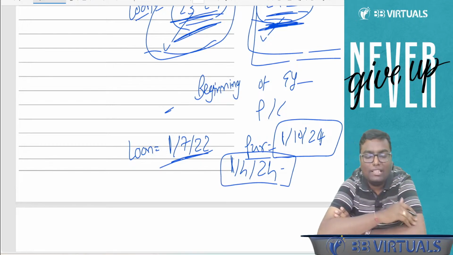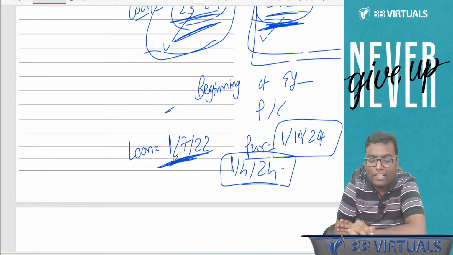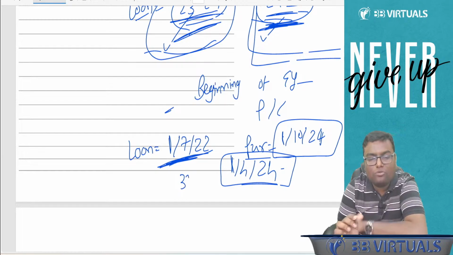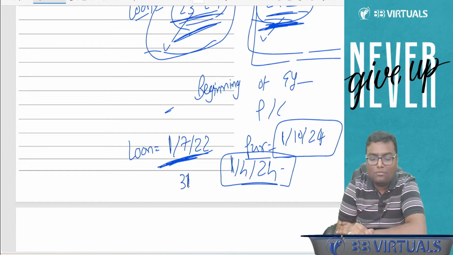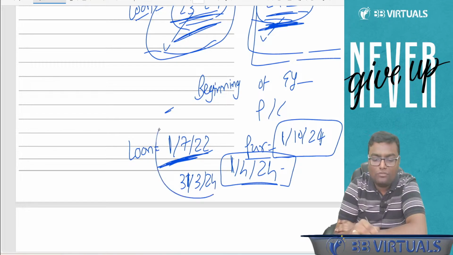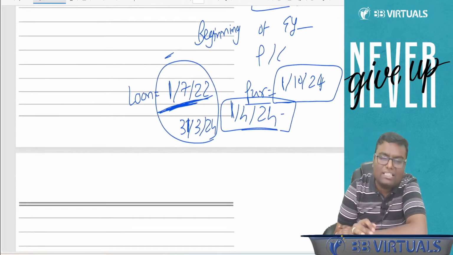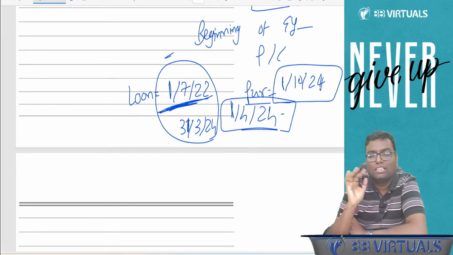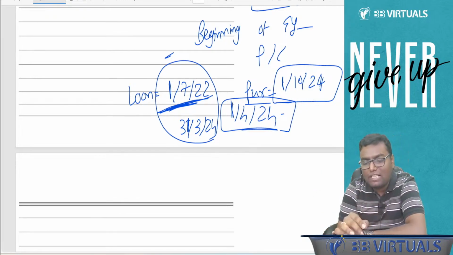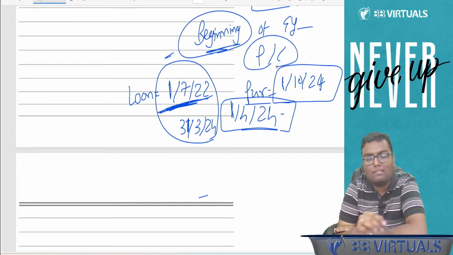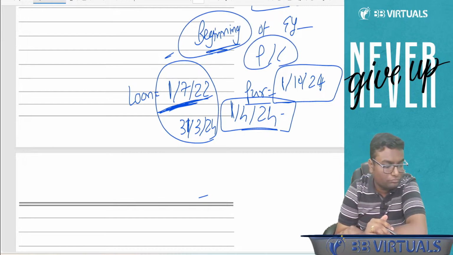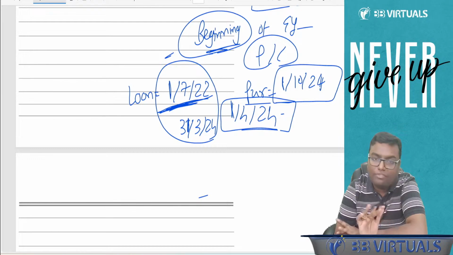Then sir, what about the interest from 1st July 22 till 31st March 24? So I said, nah, don't worry about that. You will get deduction of this period also in the name of pre-construction interest that I'll teach in some time. As of now, you remember, deductions start from the beginning of the year in which purchase or construction is completed. Comfortable up to now?